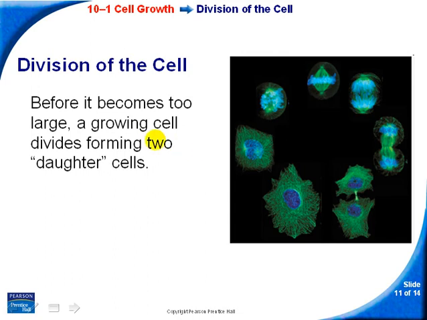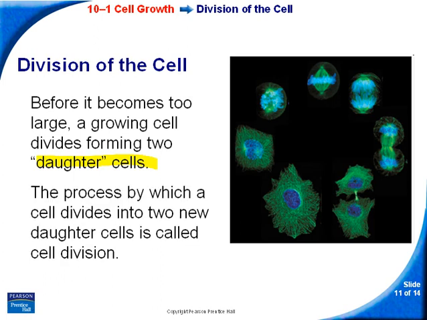So before a cell becomes too large, what it's going to do is divide into two daughter cells, and you'll hear us use that phrase again and again. This is the cell cycle right here, which we'll look at more closely in the next chapter. And the process where the cell divides is called cell division, and we'll talk about that in the next section.